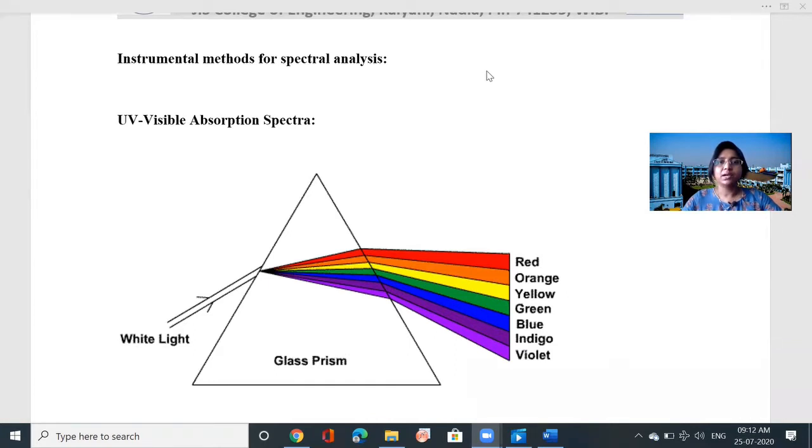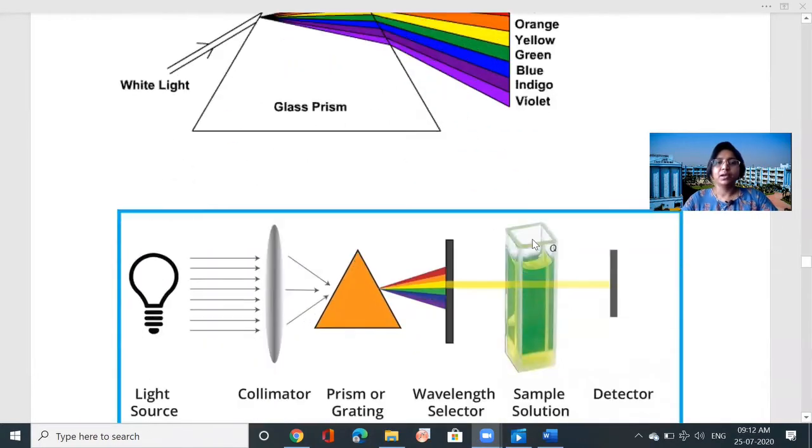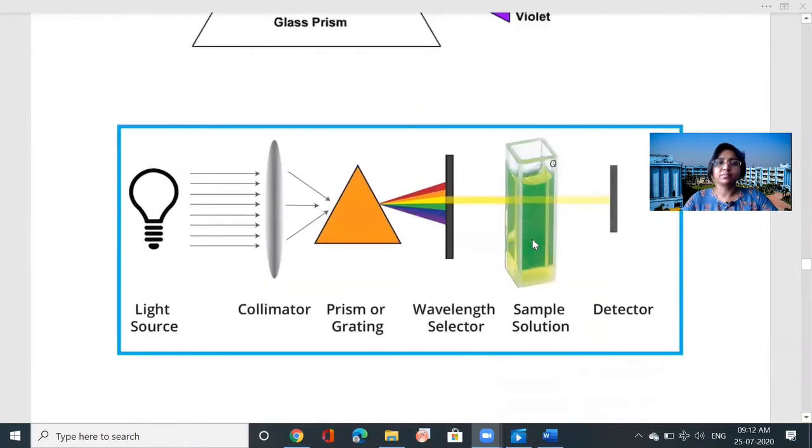These start from violet: violet, indigo, blue, green, yellow, orange, red, VIBGYOR. So we get the rainbow colors, the 7 different spectra.